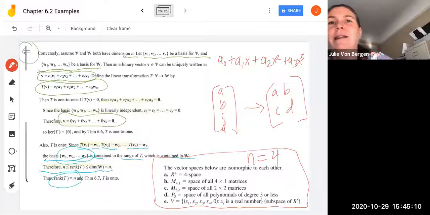All right, so in the next part of chapter 6, which we'll study next week, you'll look at how we can apply these linear transformations.